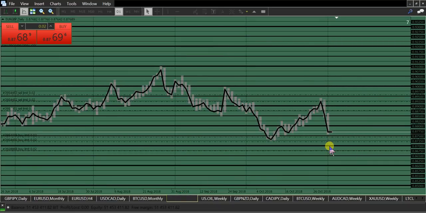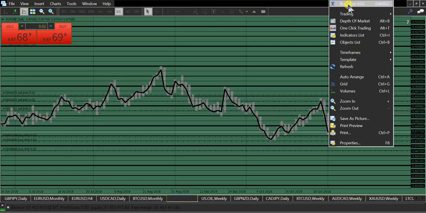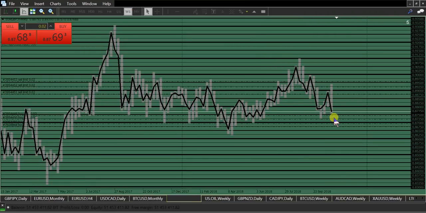And here, I want to buy down here. This looks like it could go catastrophically down the tubes here, the euro against the pound. So take a look at Bitcoin here.